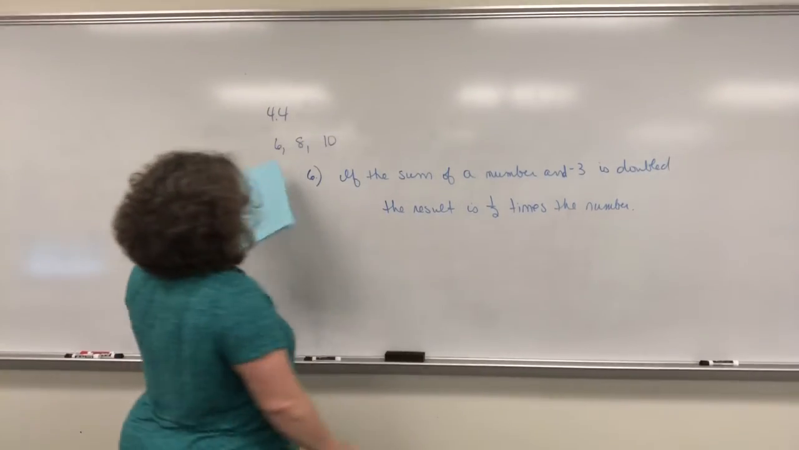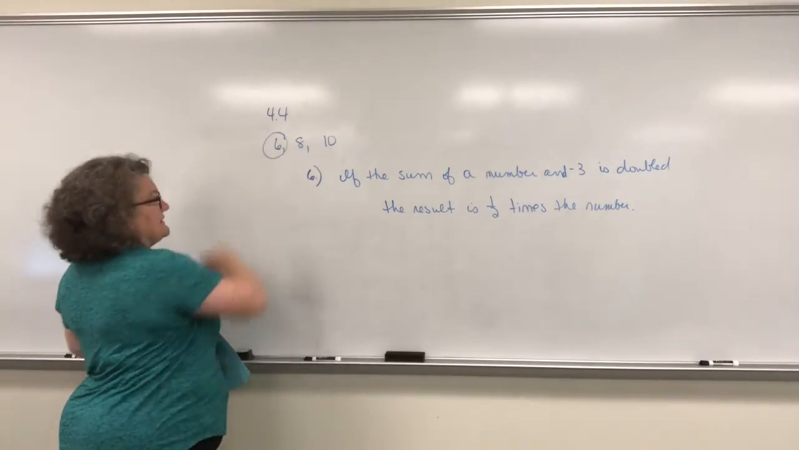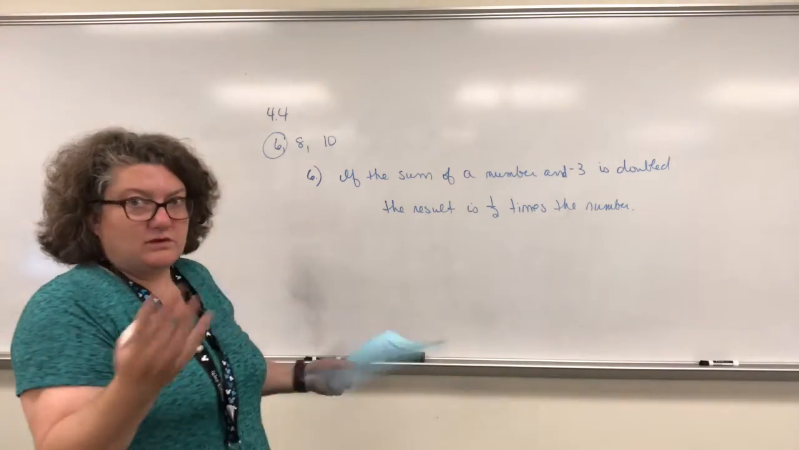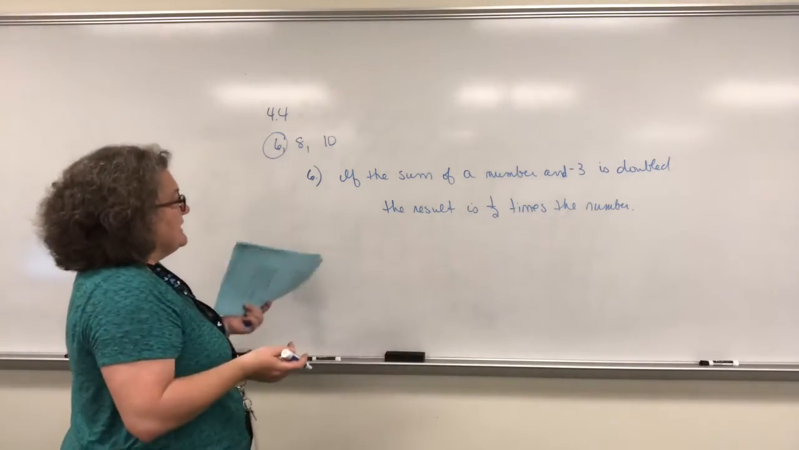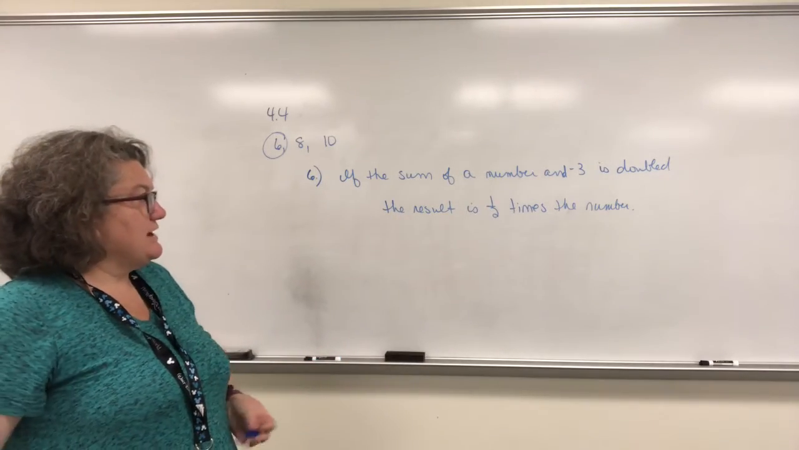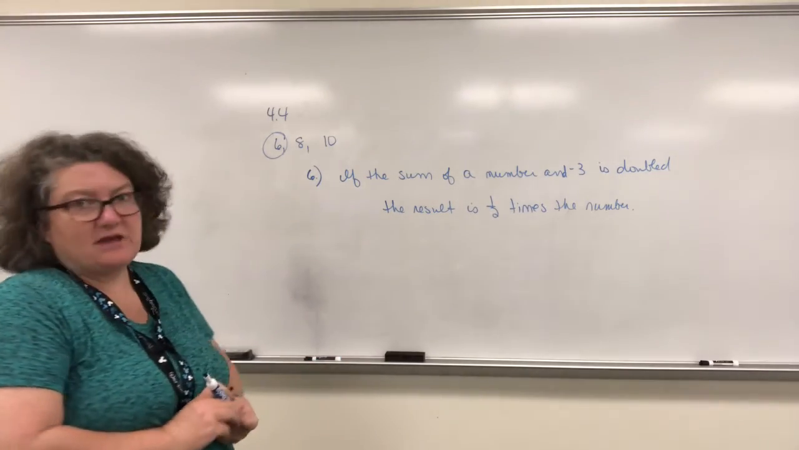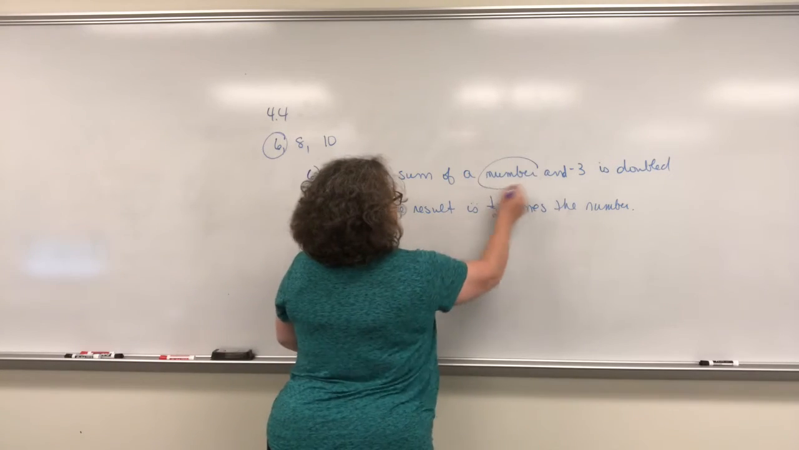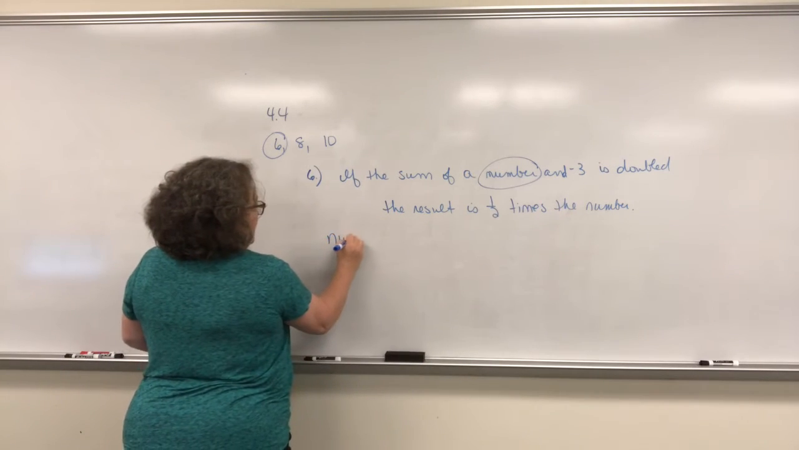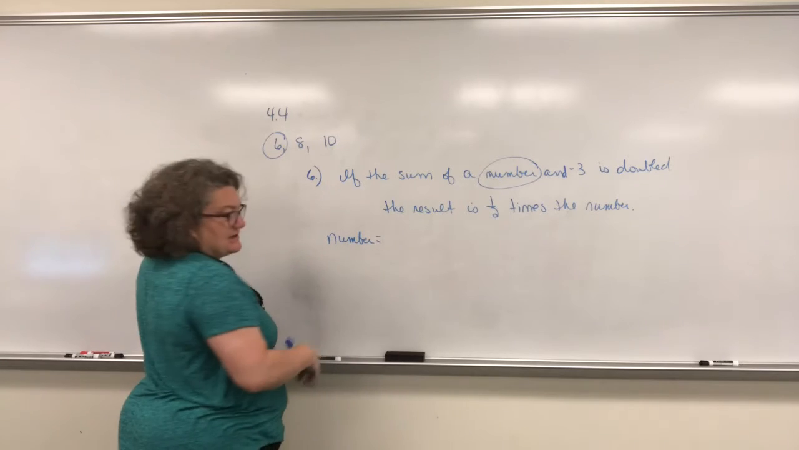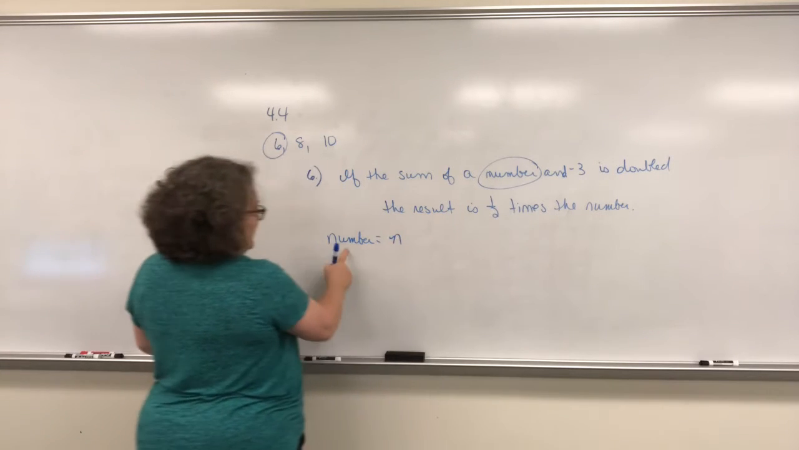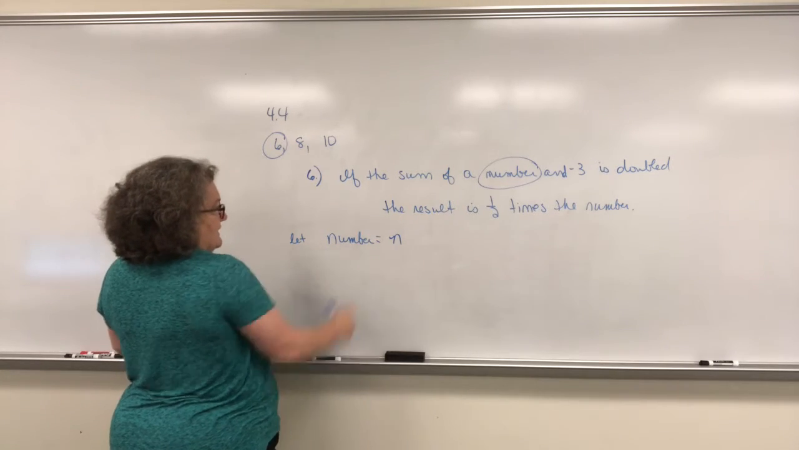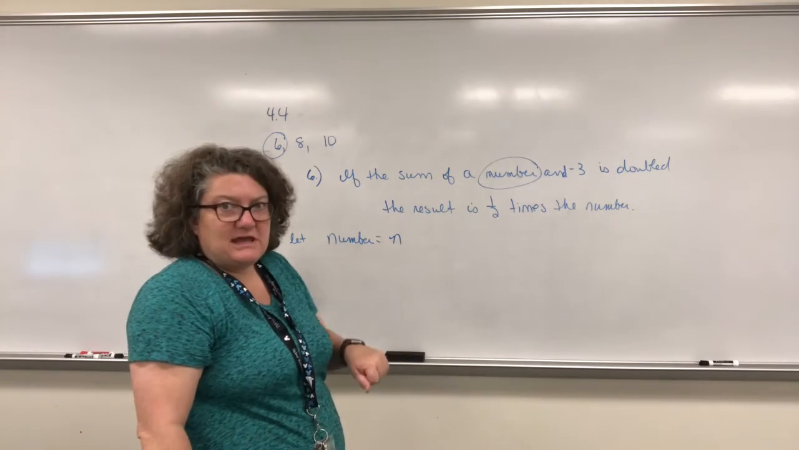For section 4.4, we're working on number 6 right now. You should have already tried it, so that you can see if you got the right answer or understand it. It says that if the sum of a number and -3 is doubled, the result is half times the number. So the first thing I want to do is give a variable to the number. Usually I say x or n, so I'm just going to call it n. Let the number equal n. So now whenever I see the number, I'm going to put n.